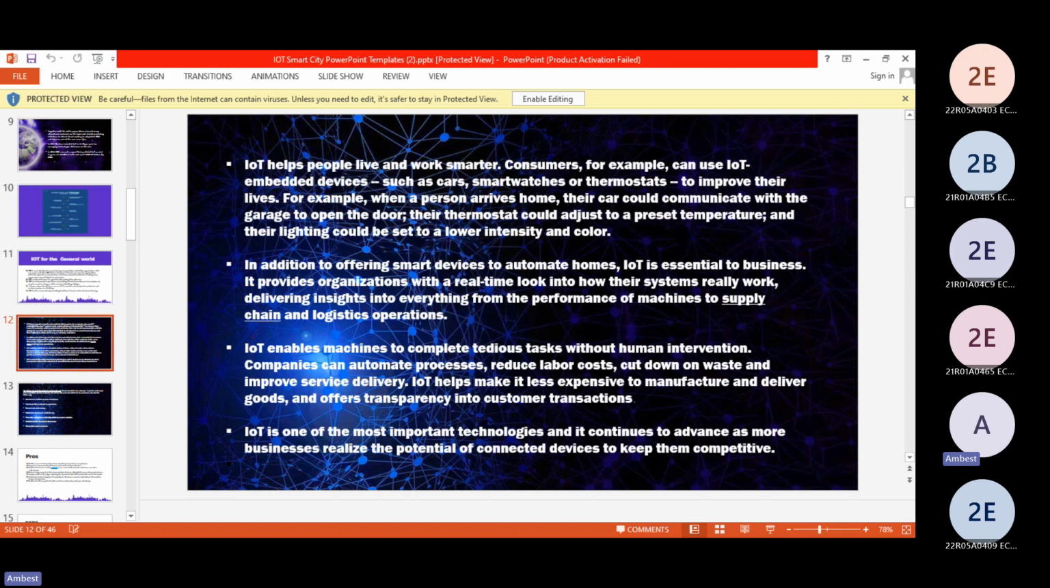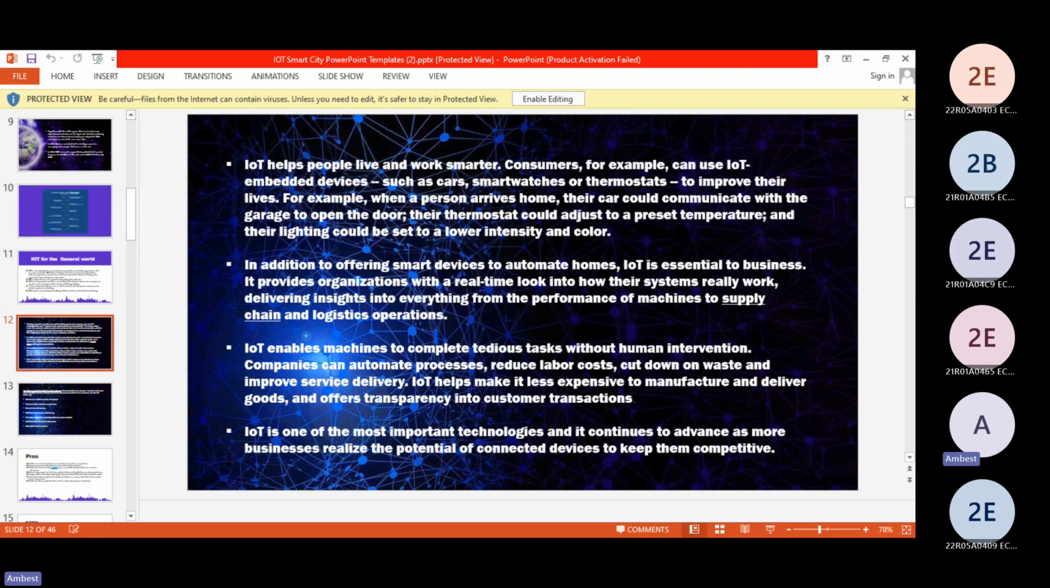Next, in addition to offering smart devices to automate our homes, smart devices are also used in business and provide organizations with a real-time look into how their systems really work. By delivering insights into everything from the performance of machines to supply chain and logistics operations, it performs well. Real-time devices like smart watches really work.